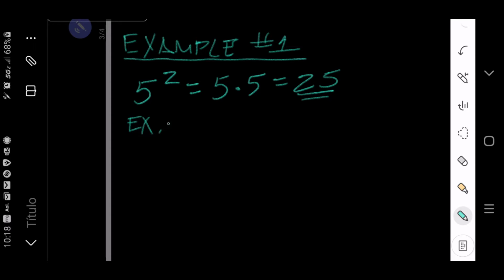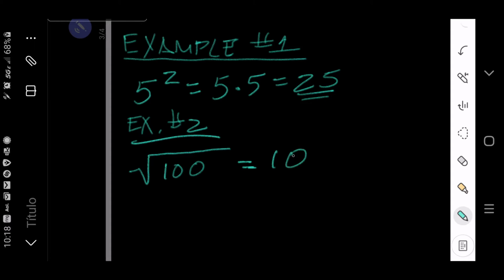Let's do one more example. Example number 2. Let's use our radical sign. So find the square root. It's our radical sign. And let's make our radicand 100. So what's the square root of 100? Of course, as we discussed, the square root sign and the radicand is called the radical. So the square root of 100 is 10.